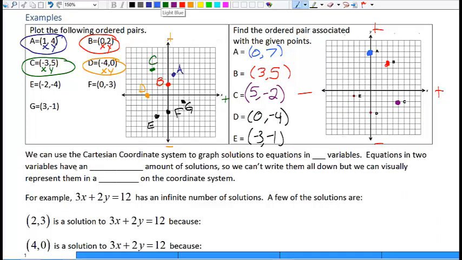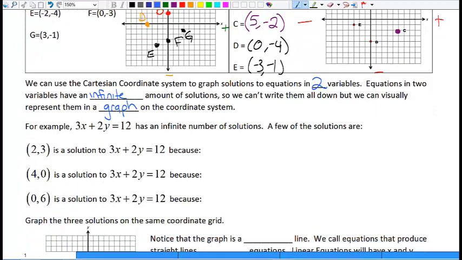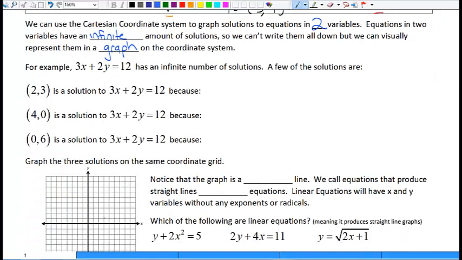Moving on, we can use the Cartesian coordinate system to graph solutions to equations in two variables. Equations in two variables have an infinite amount of solutions, so we can't actually write them all down, but we can visually represent them in a graph on the coordinate system. For example, 3x plus 2y equals 12 has an infinite number of solutions.